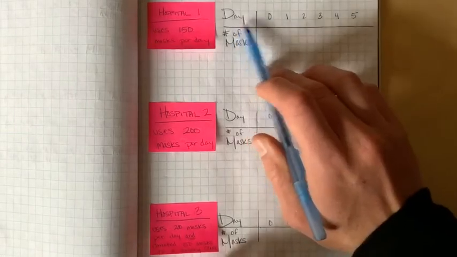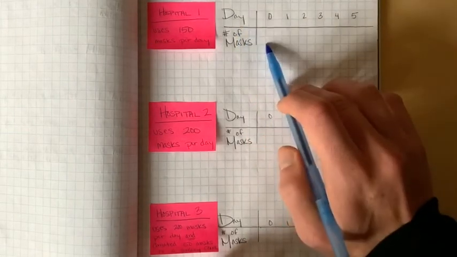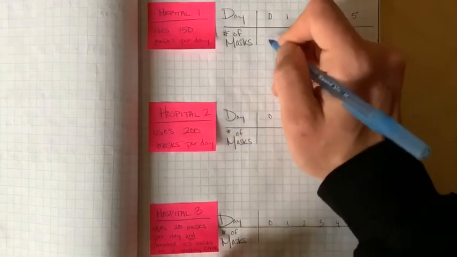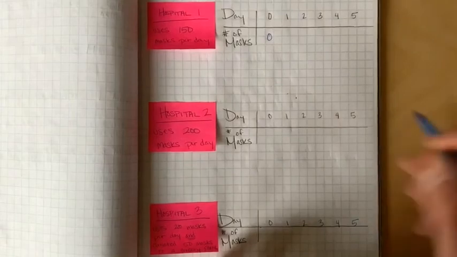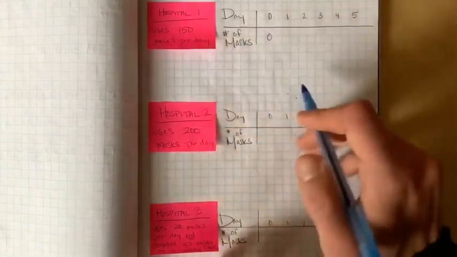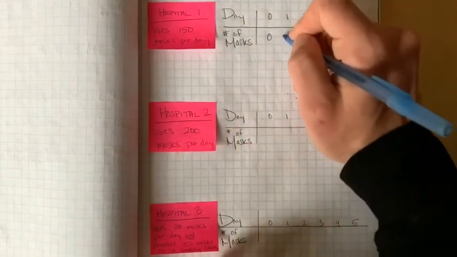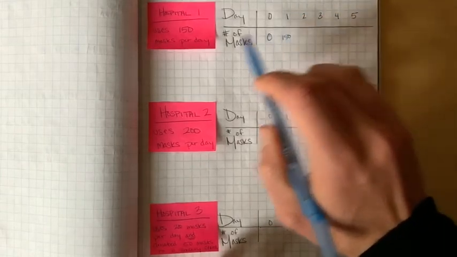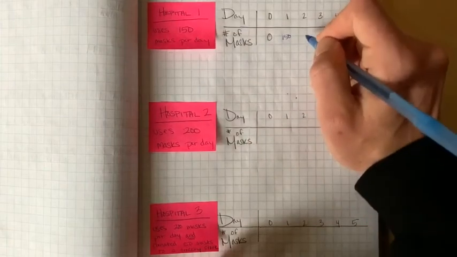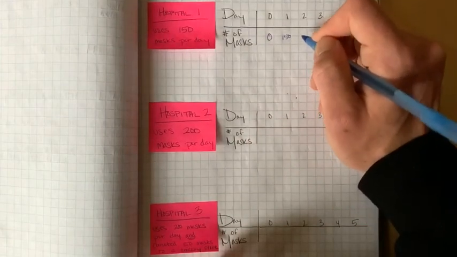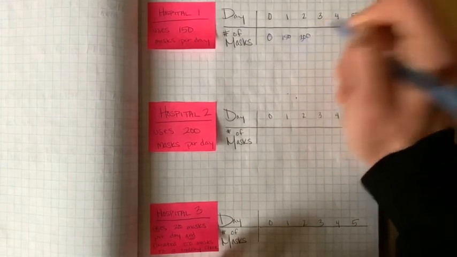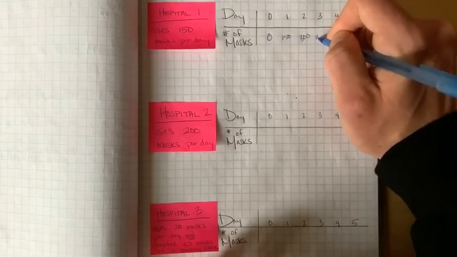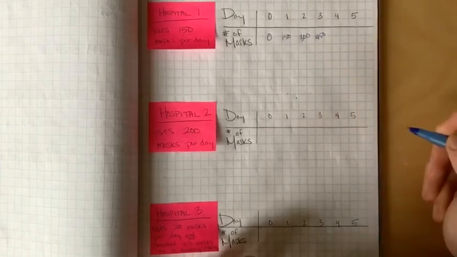Well, after 0 days, how many masks would there be? Well, if there's been 0 days, then they haven't used any. So at 0 days, it's 0 masks. They use 150 masks per day. So after day 1, they've used 150. Another day goes by, and now they've used 150 more, which is a total of 150 plus 150 more is 300. Another day goes by, they use 150 more, so there's a total of 450.